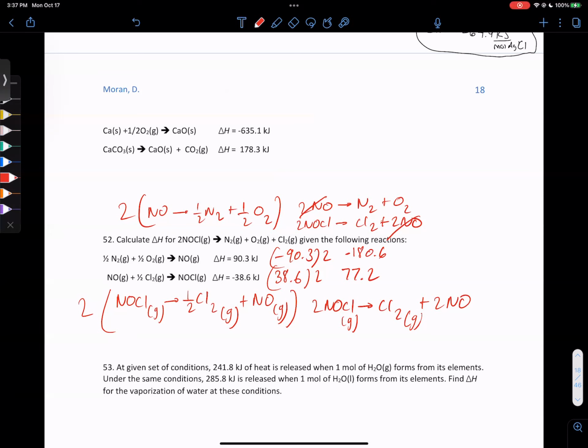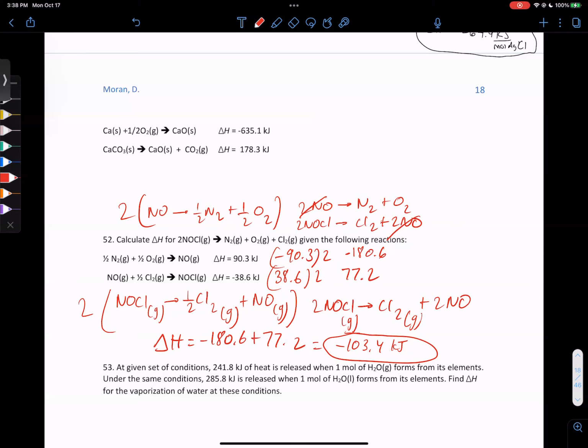All right, so what's our final step? Now we just combine our operations. Delta H equals negative 180.6 plus 77.2. When you solve that out, you'll get negative 103.4 kilojoules, or just kilojoules in this case. All right, what's this law called? Anybody know? Hess's law, yeah.